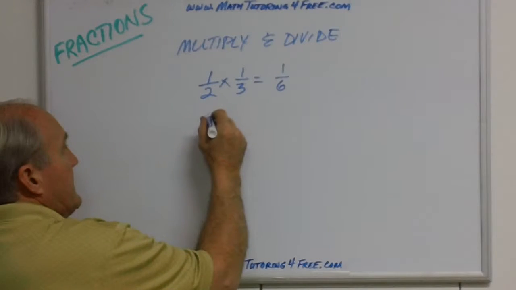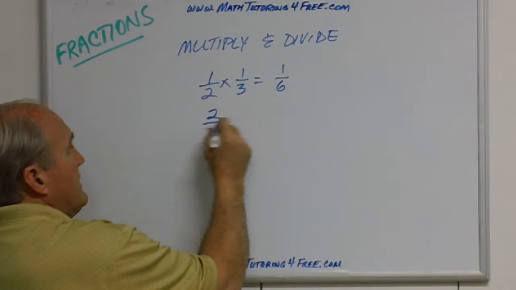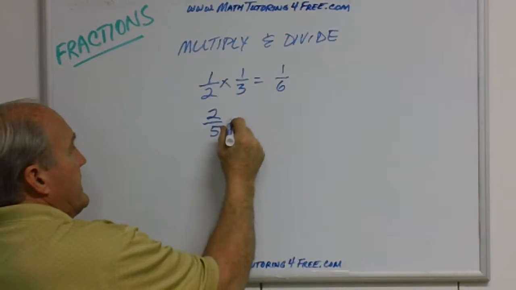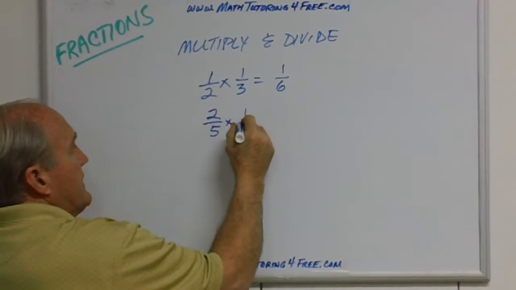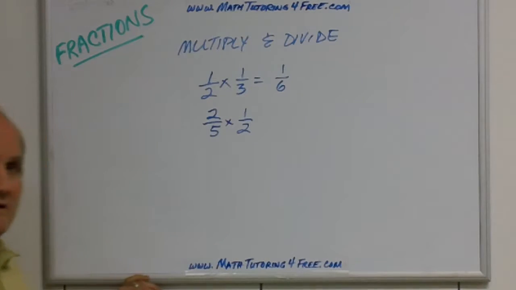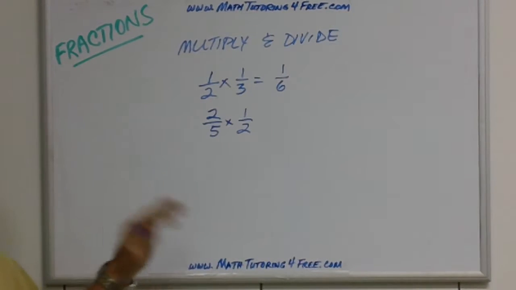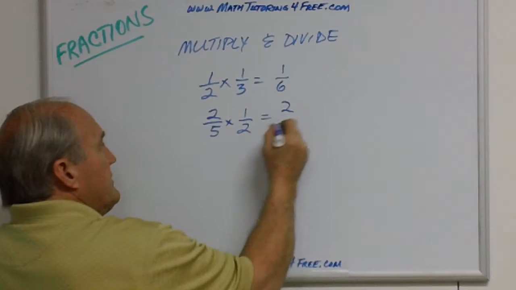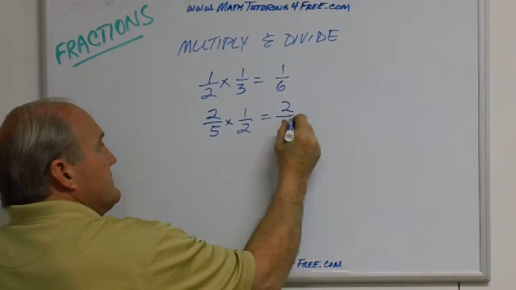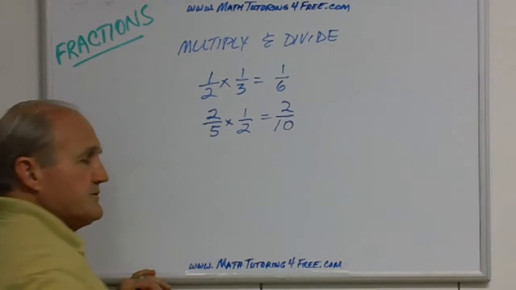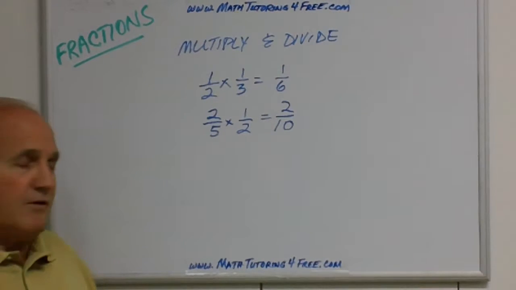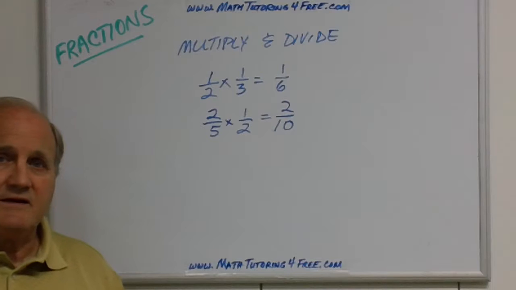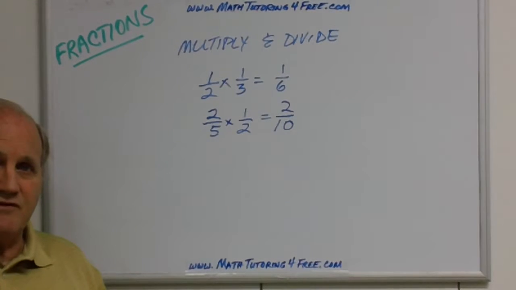Let's say we had 2/5 times 1/2. Okay? Again, multiply straight across. We get 2 times 1 is 2, 5 times 2 is 10. So our answer is 2/10. I hope you see, though, that that is not in its lowest form.